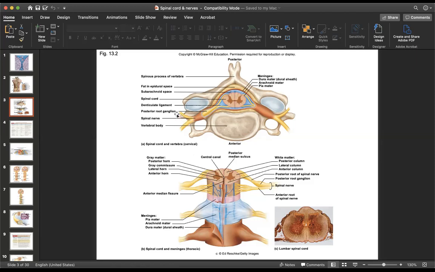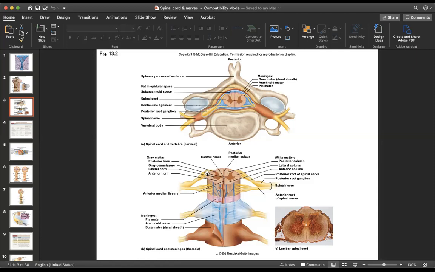Now, what you want to know about the dorsal root versus the ventral root. Okay, dorsal root is incoming sensory nerves. Okay, so they're afferent. The ventral root is efferent, outgoing motor neurons. Okay, because sensory neurons go into the spinal cord through the dorsal root. Motor neurons take that signal out of the spinal cord through the ventral root. Okay, so that plays a role in spinal cord injuries and things like that.